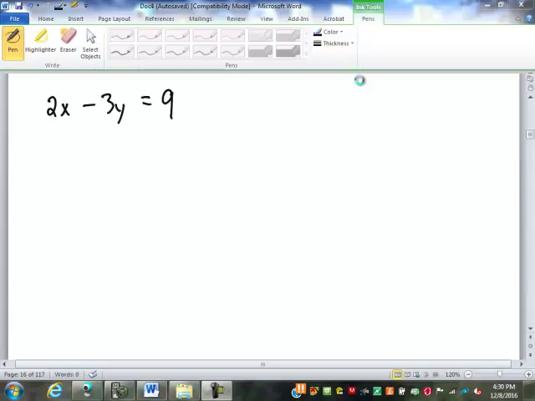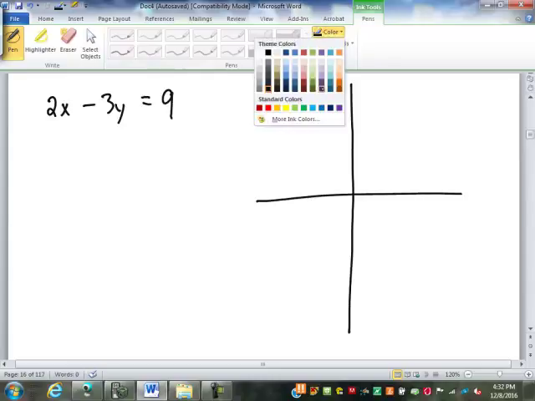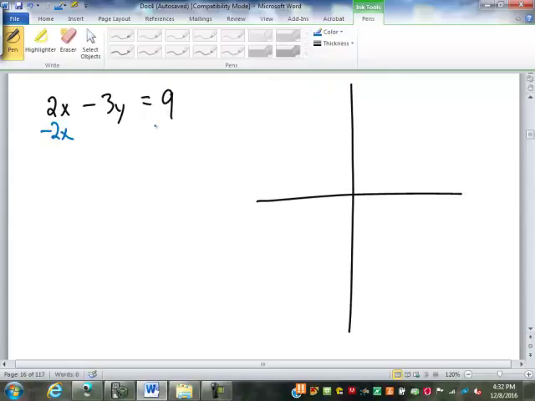Start you guys off, we'll have you try another one here. Try to rearrange that one and plot it for me. Where do we start? We will subtract 2x. So what do we get?